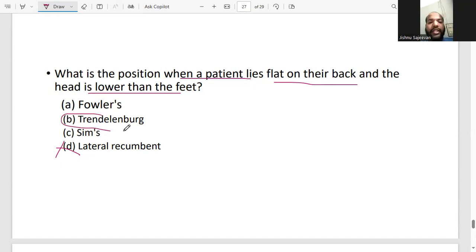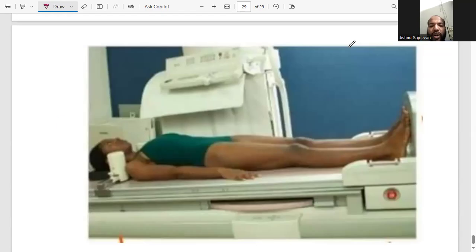Actually, in Trendelenburg position, the patient will be supine or flat, and the feet will be elevated. That angulation is 15 to 30 degrees though. So the height of the feet will be higher than the head. Okay, we can see that particular image of Trendelenburg position. Here, the feet are elevated, so the head is lower than the feet.